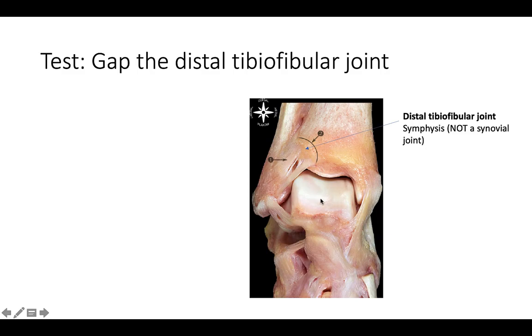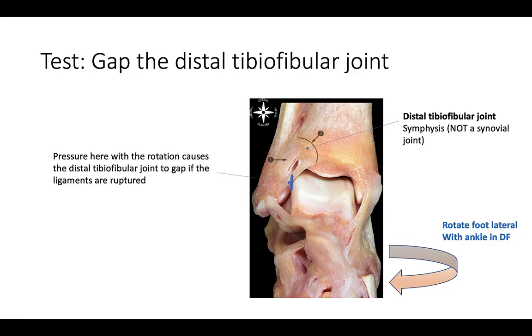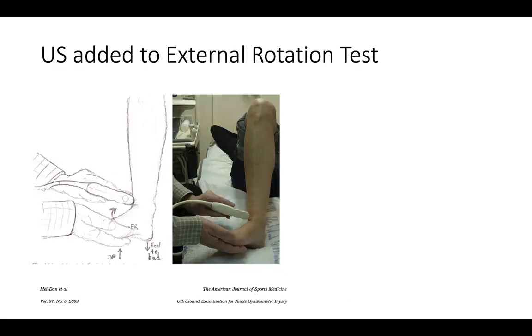You can imagine if you twist this trochlea of the talus into external rotation, it would cause the mortise to gap, potentially damaging the distal tibiofibular joint. And there's some explanation of the gapping and an arrow that's supposed to indicate external rotation.